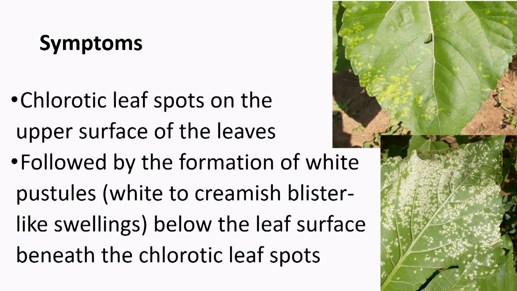So let's just again look at the symptoms. You will see there the chlorotic spots on the upper leaf surface, and if you suspect a disease, always turn the leaf around and look at the underside of the leaf as well. This is followed by formation of white pustules below the leaf surface, beneath the chlorotic spots. And what happens in these leaves? You can see the area for photosynthesis is greatly reduced. So that will also lead to a reduction in your seed production and your yield.